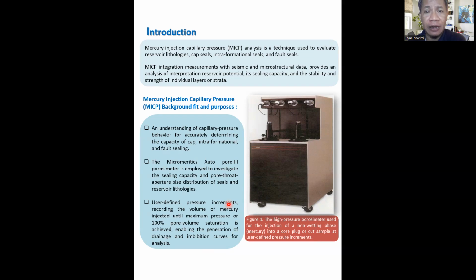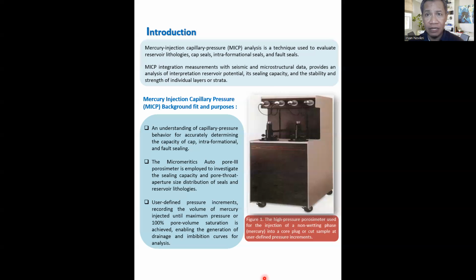As I mentioned earlier in the title, MICP analysis is primarily a technique to evaluate reservoir lithologies, caprock, intraformation seal, and fault seal by integrating the MICP measurement with microstructural data. This method provides a reliable foundation for interpreting the reservoir potential, sealing capacity, and also the stability and strength of individual layers of the strata.